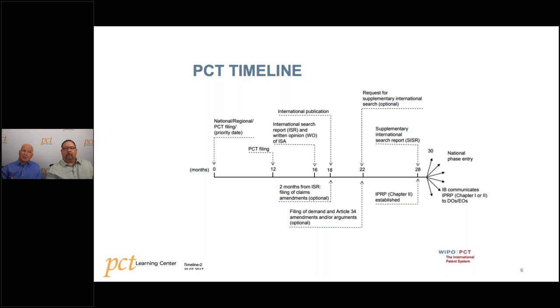So it's not just a heads up. It's like a preview. And that's also the coming attraction. The basis for PPH too in the U.S., right? That's right. And we'll get back to PPH here in just a moment. That's Patent Prosecution Highway.